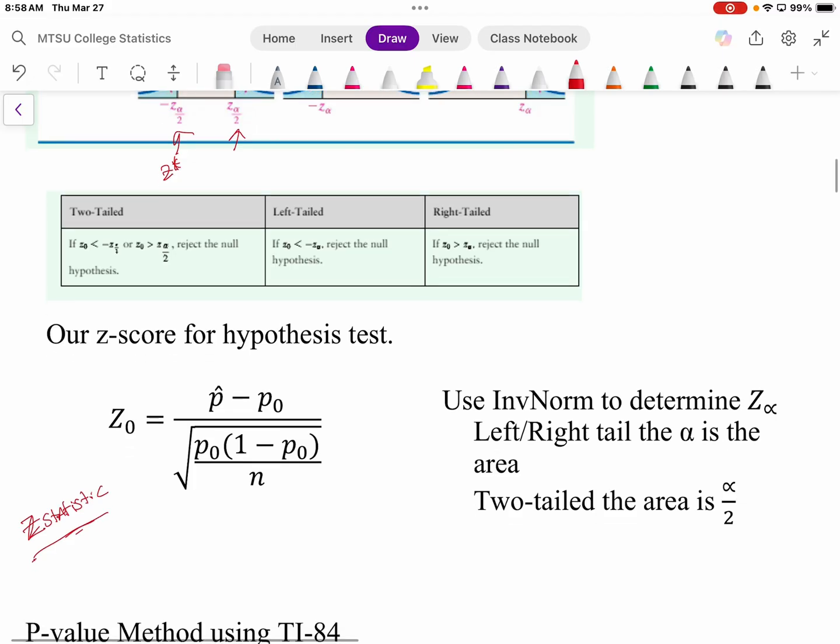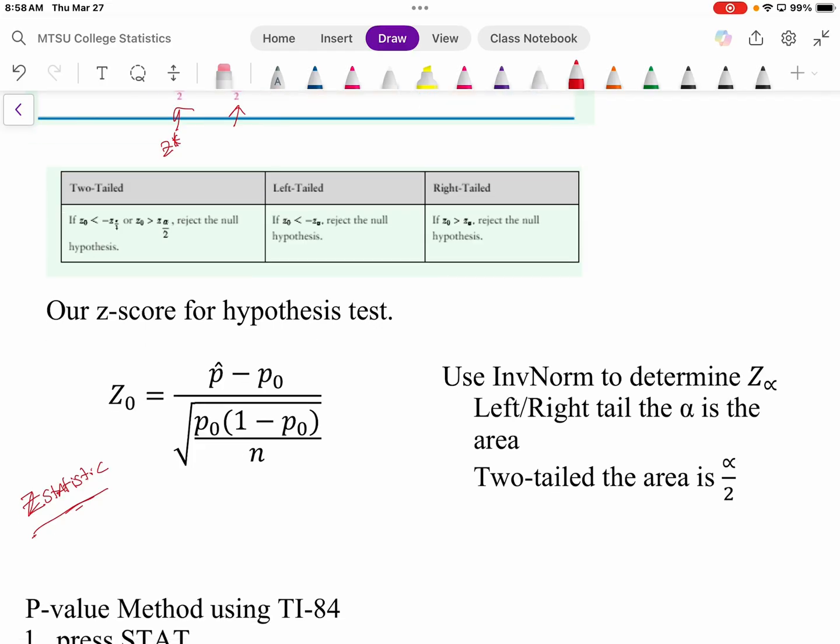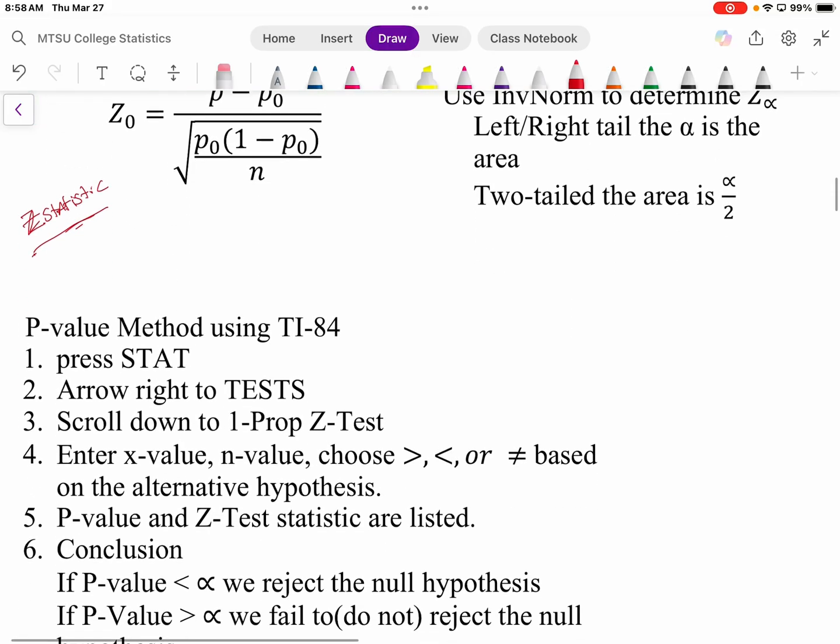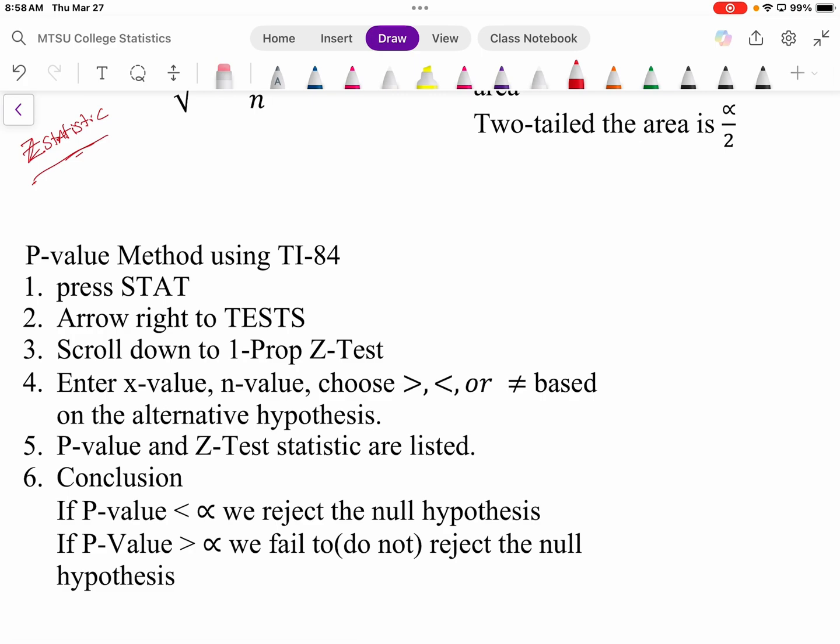When we calculate that z statistic, we're going to try to figure out: is that z statistic in a shaded zone or not? If it's in the shaded zone, then we get to reject the null hypothesis. If it's not in the shaded zone, then we fail to reject. So we're going to focus on using this one here. This is the method we're going to focus on, trying to find the p-value. Again, it also lets us know what the z-test statistic is.